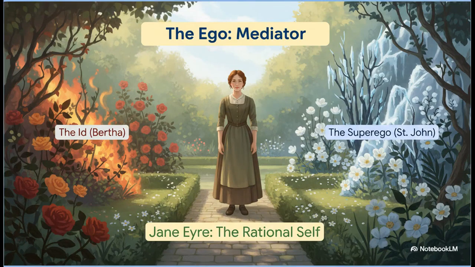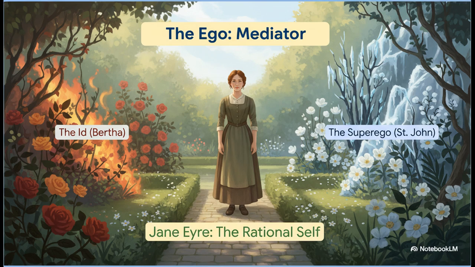So who's stuck in the middle of these two extremes? That's the ego, the rational part of us that's always trying to play mediator. And this, of course, is Jane Eyre herself. Her entire story is this massive struggle to navigate a path between the fire of the id and the ice of the superego.